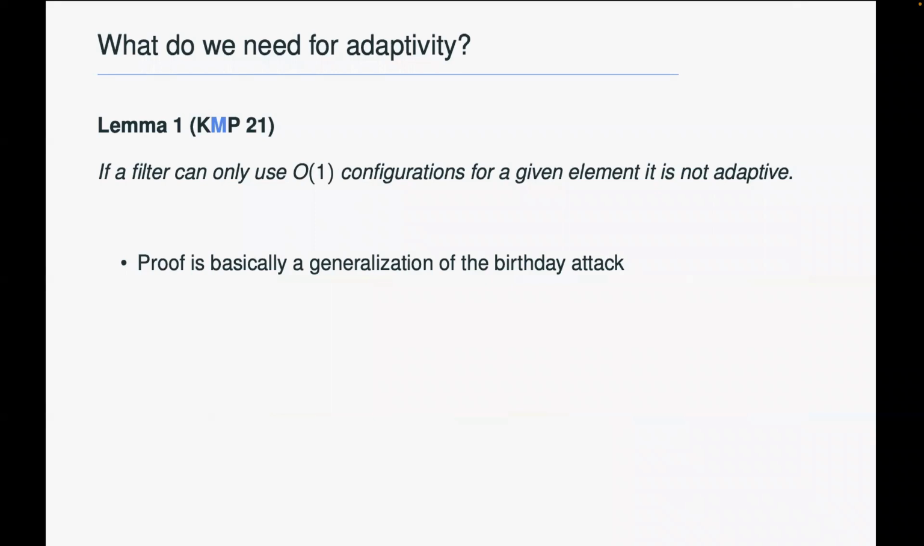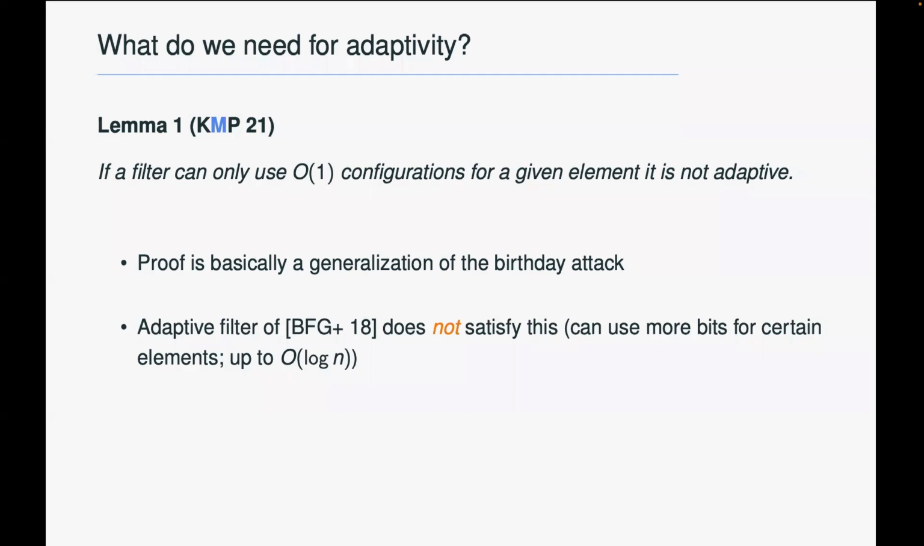One other thing that's fun, I think, from this result. Any filter, this is sort of a sketch of the lemma. Any filter that has, the idea is order 1 configurations for any element, is not adaptive. So if I can only store an element in this place or this place, that's not adaptive. If I only have a constant number of fingerprints that I'm cycling through, that's not adaptive. No strategy like that is going to be. And the proof is basically a generalization of the birthday attack. I have to define what I mean by configuration, but I'm always going to be able to find a query that messes me up on every configuration of a given element or a given set of elements.